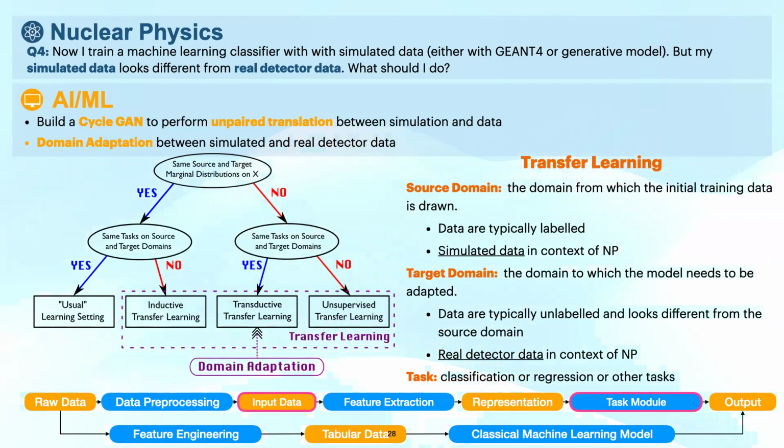And the target domain is where we want our model to be adapted to, where we want our model to be applied. It can be a little bit different from the source domain. In the target domain, the data are typically unlabeled and look different from the source domain. In the language of nuclear physics, our target domain is basically the real detector data that we produce from our nuclear physics detector. So here I want you to just draw an equal sign: the source domain is simulated data and the target domain is the real detector data, for easy understanding.